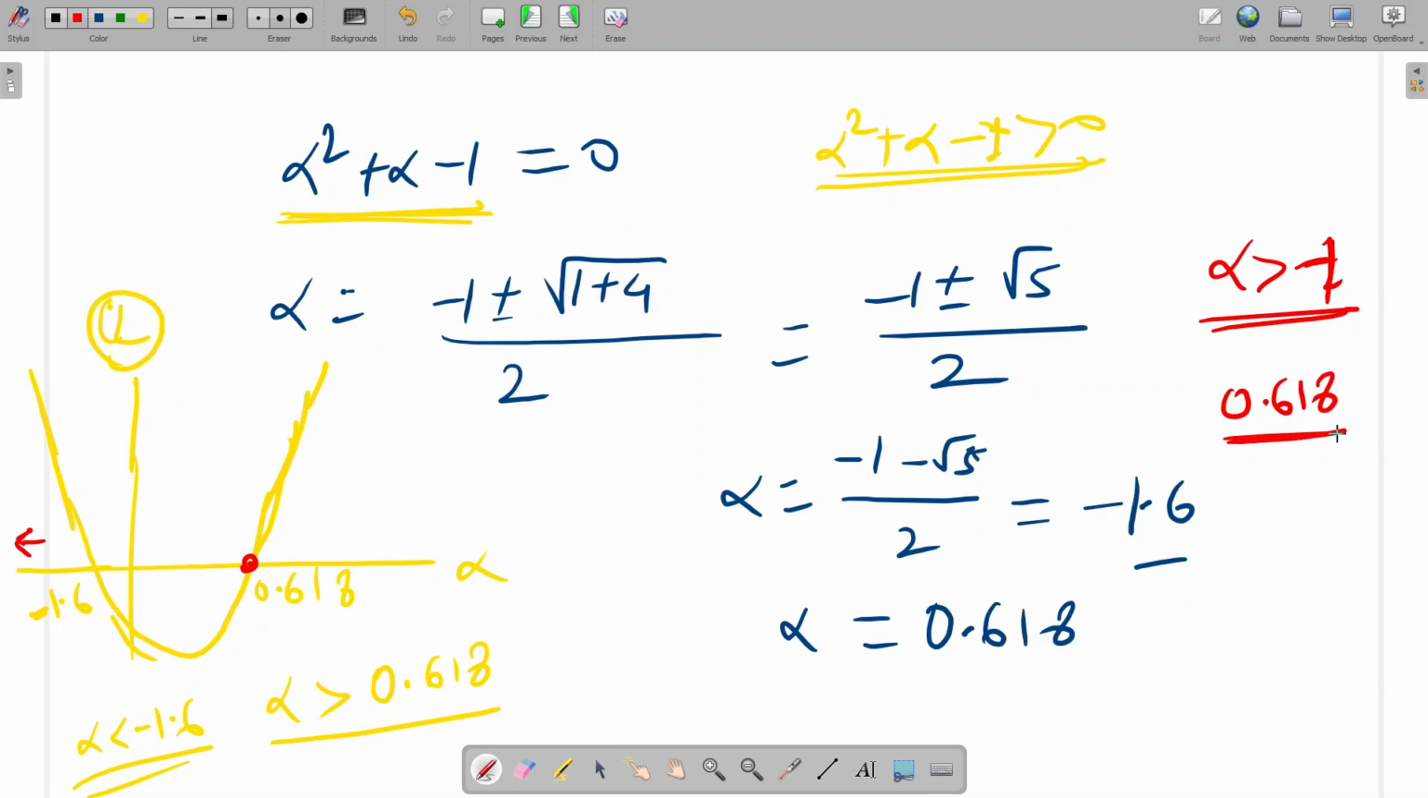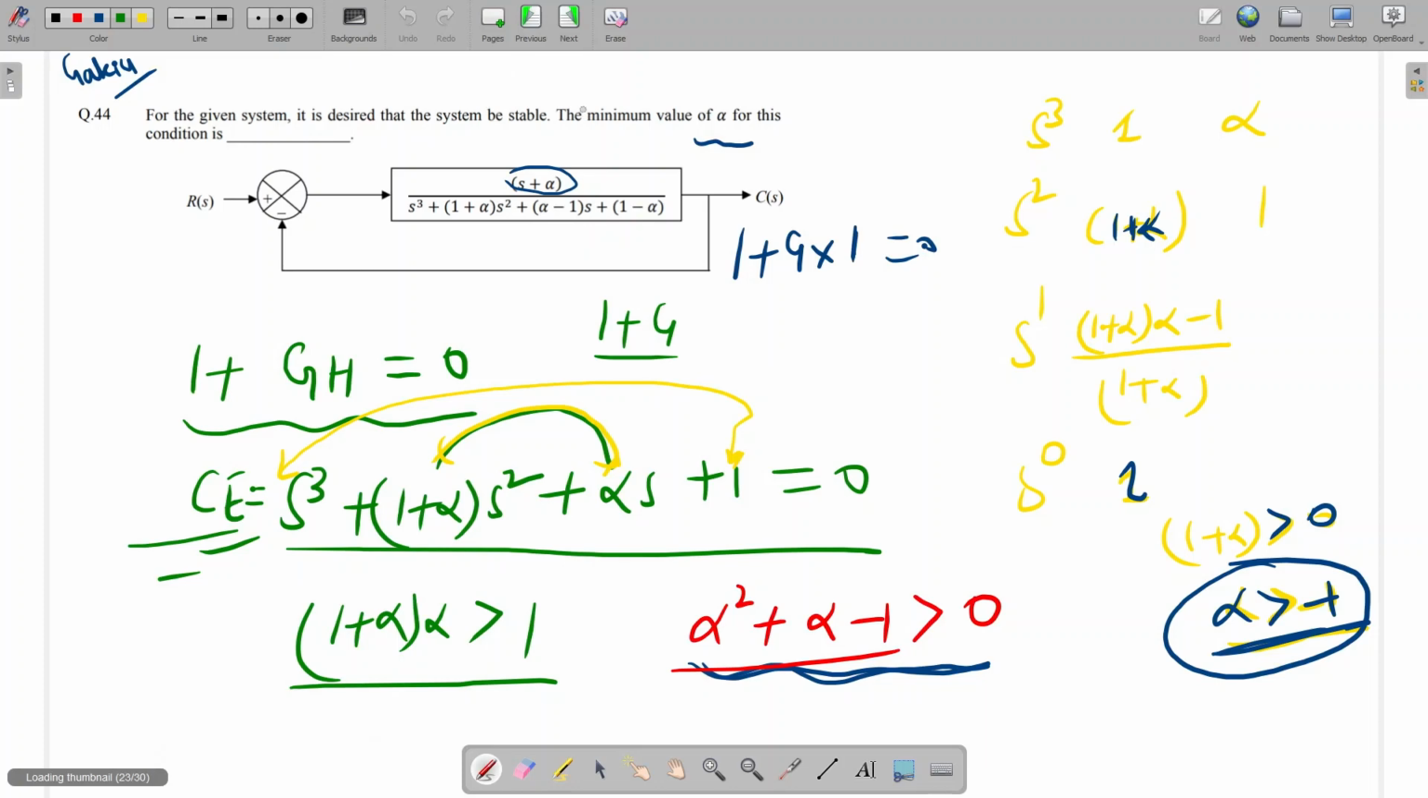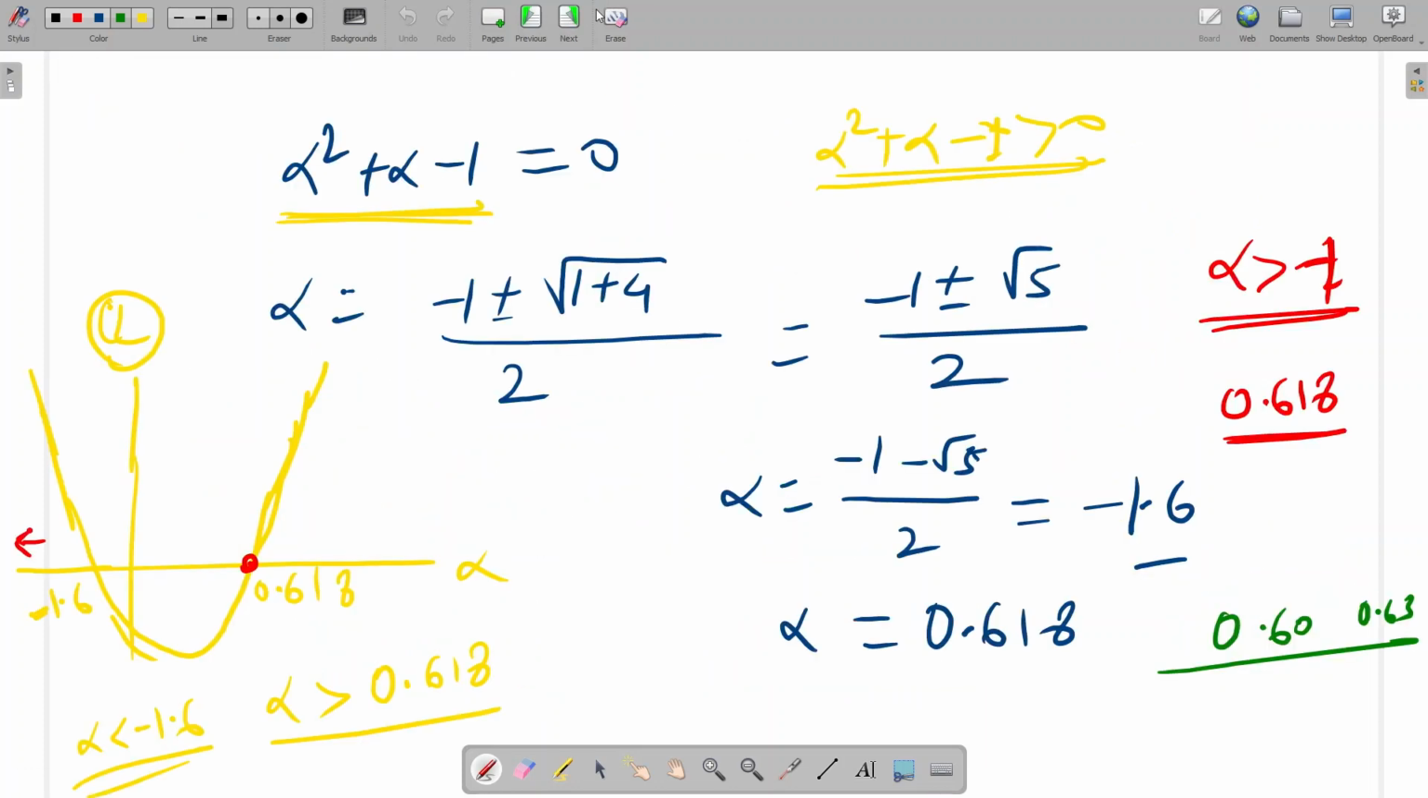So the minimum value will be 0.618. I think the range given was 0.60 to 0.63. This was a fill in the blanks kind of question. So the range was 0.60 to 0.63, and this will be the minimum value, 0.618. Is it clear? Otherwise, I will explain again.